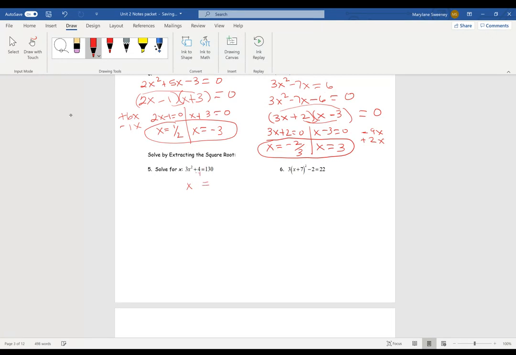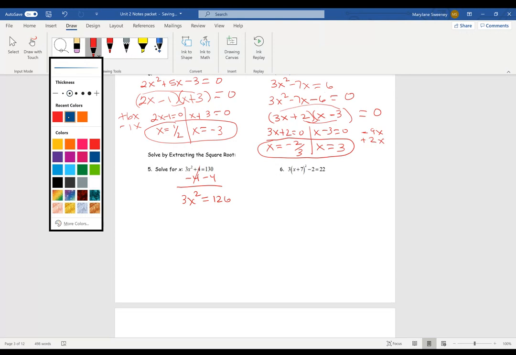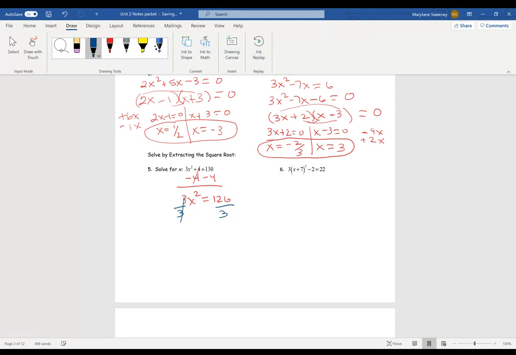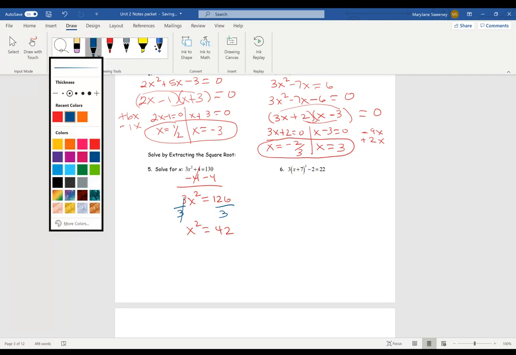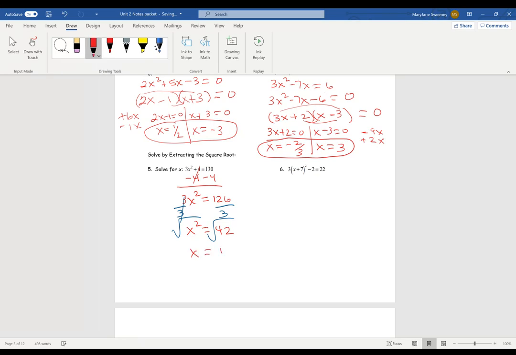subtract the 4. Actually, let me show that. Subtract the 4 from both sides. 3x squared equals 126. Then we would divide by 3. So we're going to isolate the x squared. We're going to get the x squared by itself. That divides evenly to 42. And then we are going to square root. When you square root in an equation, you need plus or minus. That's your answer.